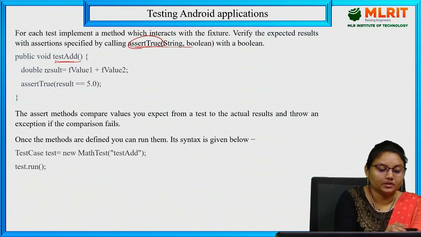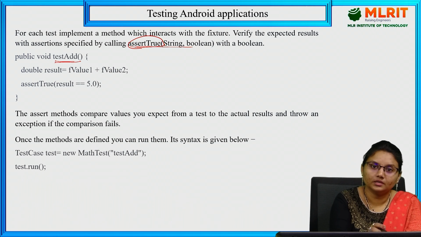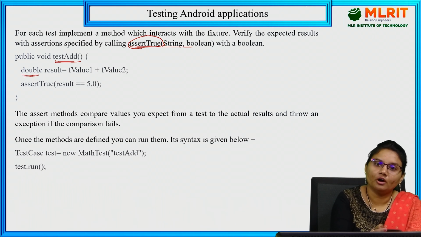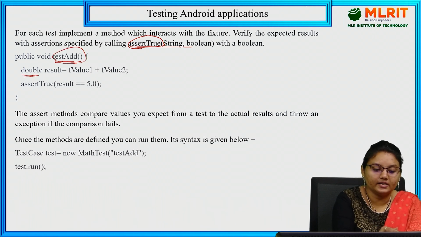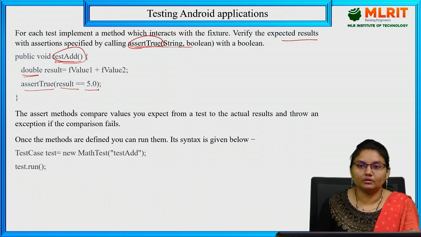So F value 1 and F value 2 are both what? Double type. So the result also will be of double. Just this is for adding we have taken. Now assert true, what will assert true do? It will be giving the expected results. Now what is the result? 5. Is it true? So whether it is true or not, you have to check.